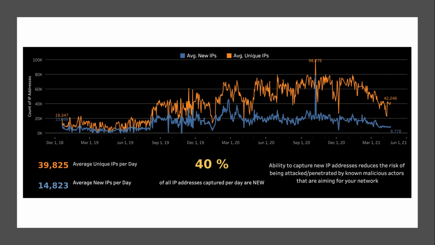Now, when you look at the average number of unique IP addresses that Stinger sees, it's around 40,000. And out of those, around 15,000 are new every day. By new, it means that those IPs are seen for the first time ever in Stinger. And your ability to capture these new IP addresses reduces the risk of being attacked, because when partner A has seen a particular IP address, partner B is able to block that IP address before it can even reach partner B's network. This really highlights the relevancy and uniqueness of Stinger threat feeds. Next slide.